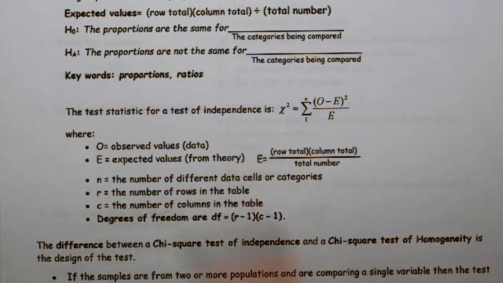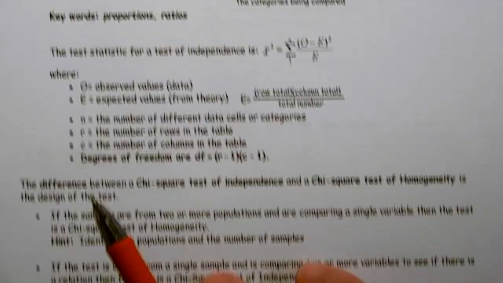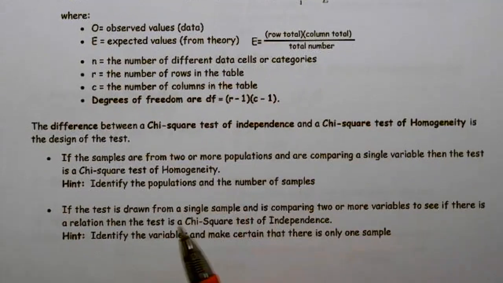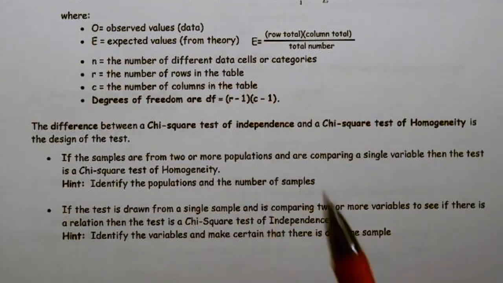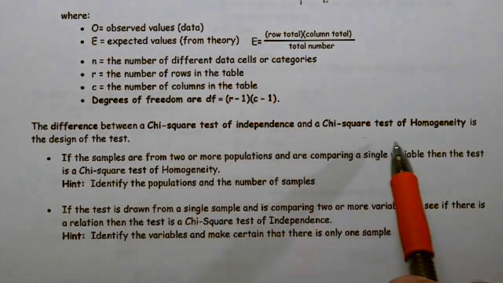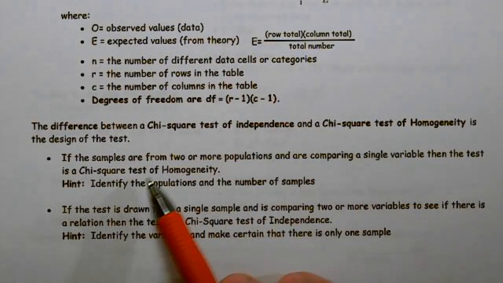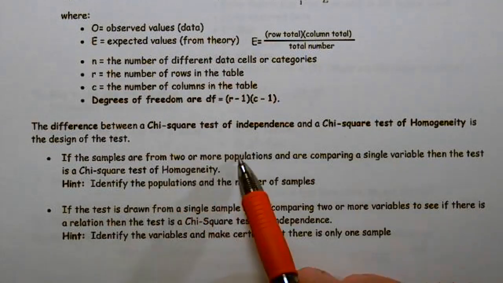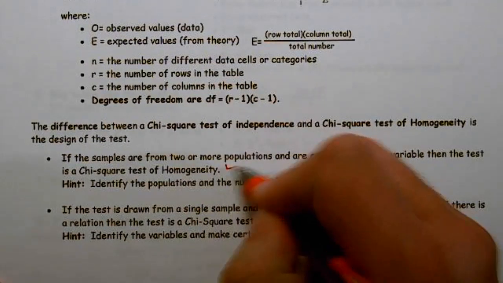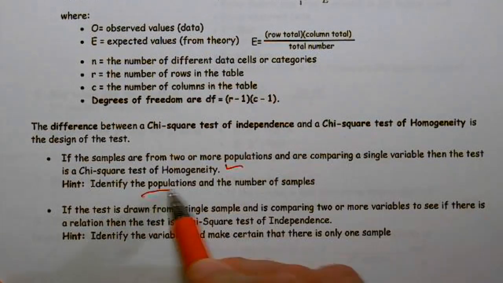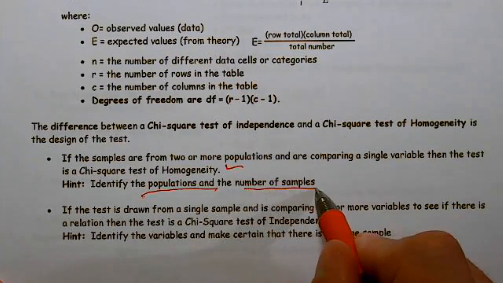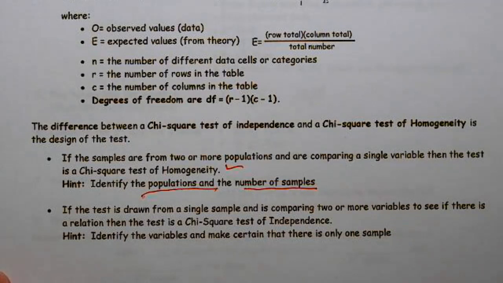And when you are actually looking at it, it's going to look like and run exactly like a chi-squared test of independence. Once again, the difference between a chi-squared test of independence and a chi-squared test of homogeneity is the design of the test. If the samples are from two or more populations and are comparing a single variable, then it's homogeneity. Look for multiple populations or multiple samples. Multiple populations or multiple samples, homogeneity, all right?